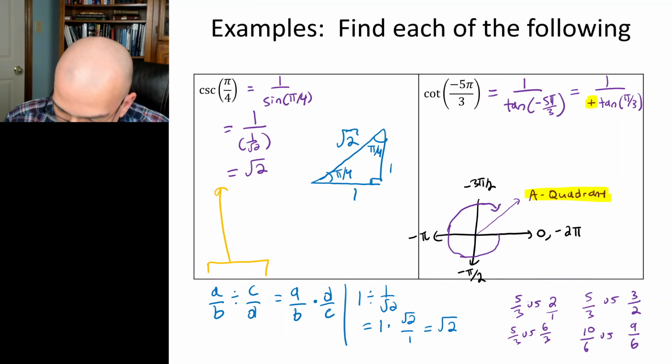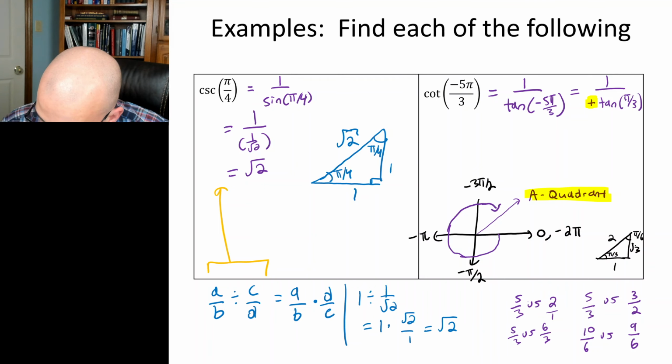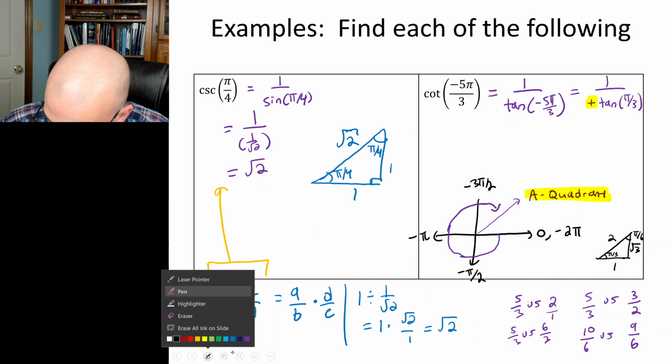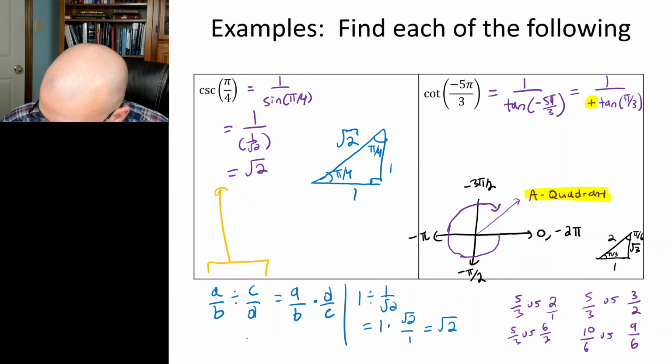Then we can use our special triangle. Pi over 3, pi over 6, 1, 2, root 3. And then opposite over adjacent, so opposite is root 3, adjacent is 1. So we have 1 over root 3 divided by 1, which is 1 over root 3.